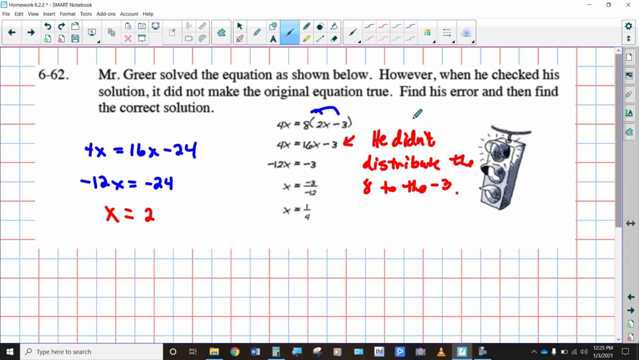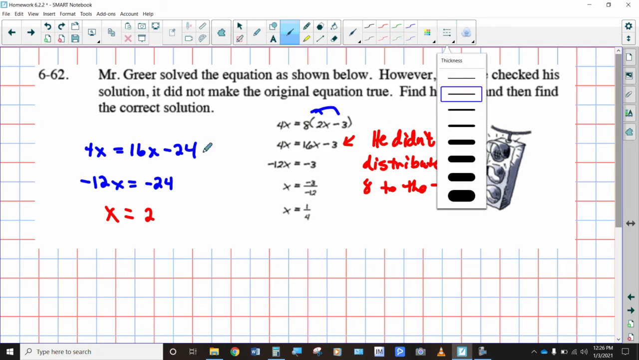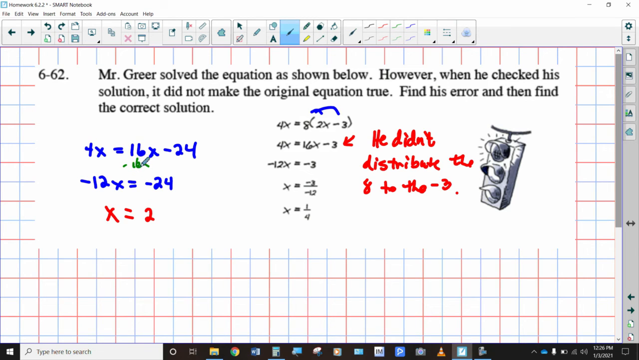So where was the mistake? So 4x is equal to 8 times this quantity, 2x minus 3. After using the distributive property, it looks like he multiplied 8 times 2x, but not times the -3. So there's your problem. So what we want to do is rewrite this as 16x minus 24. And then I would just go ahead and subtract 16x from each side, because that's going to be the most efficient way to solve this. And you get negative 12x is equal to negative 24.